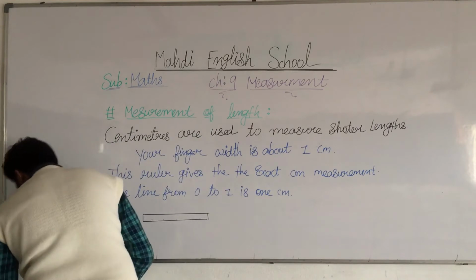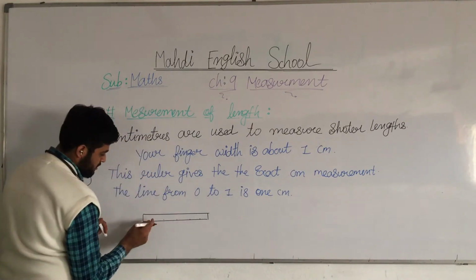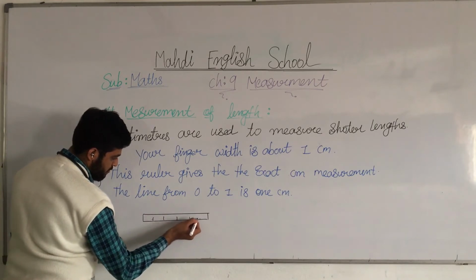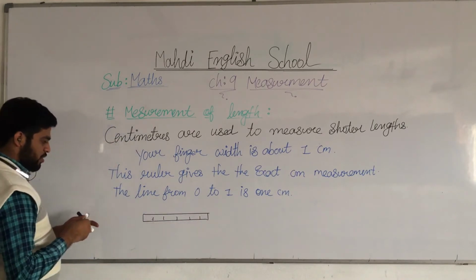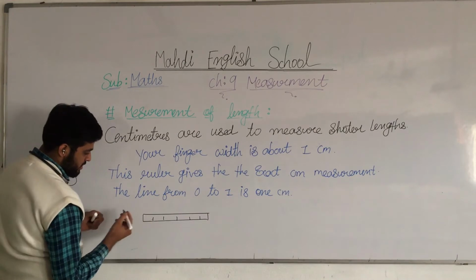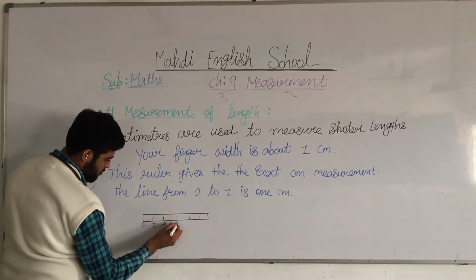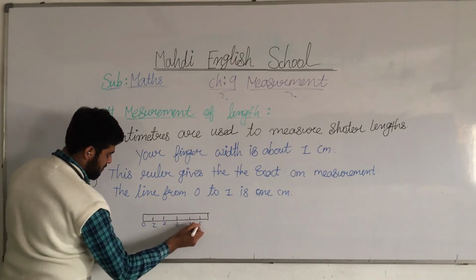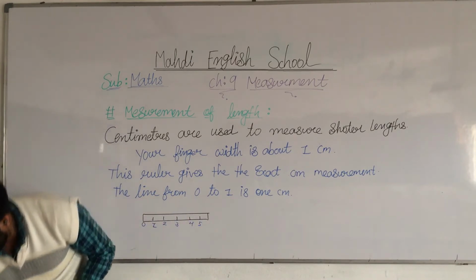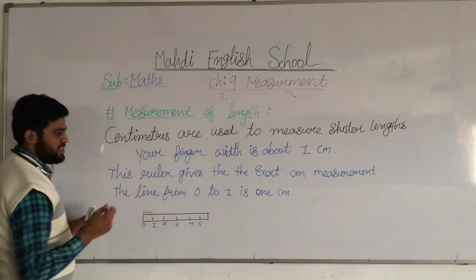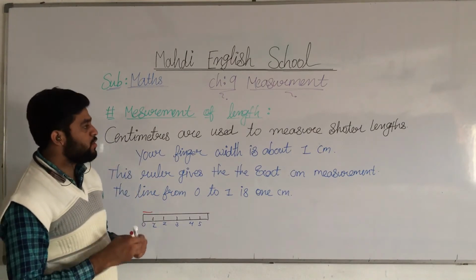So my dear students, we have to draw like this. 1, 2, 3, 4 and 5. This is a scale or ruler. See, here is 0, 1, 2, 3, 4 and 5. So what is actually a centimeter? From 0 to 1 is 1 centimeter. Now I'll explain everything.